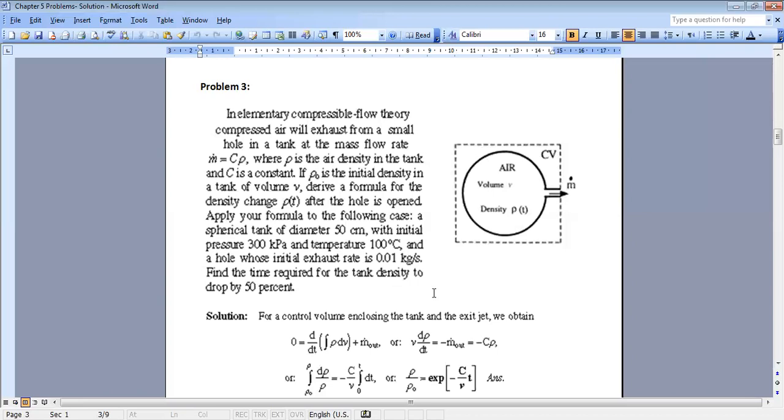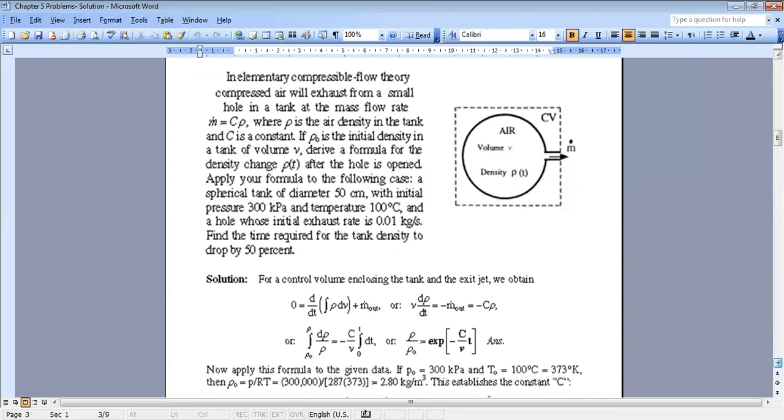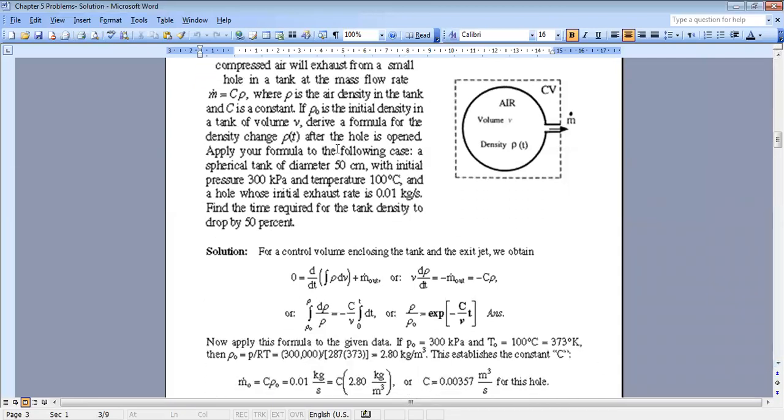The continuity equation states, as we have seen in the previous problem, d by dt of the integral of rho dV plus m dot out, and in general we also have minus m dot in. But here they didn't include that term. Why? Because you don't have an inlet, you only have an outlet. So in general we have minus m dot in, but this term is 0 because we have only an outlet.